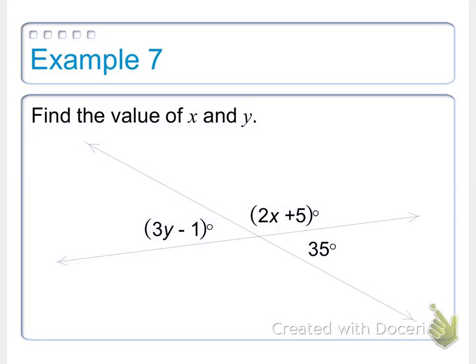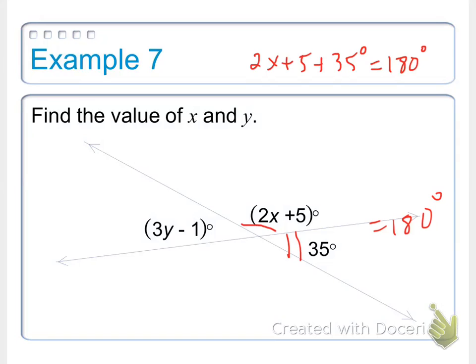And right away I see this angle and this angle form a linear pair, which means they equal 180 degrees. So I'm going to write that down. 2x plus 5 plus 35 degrees equals 180 degrees. And we can drop the degrees off. So I'm going to erase them off right now. We don't really need the degrees because we're going to figure that out. Okay? So this is because they're linear pairs.